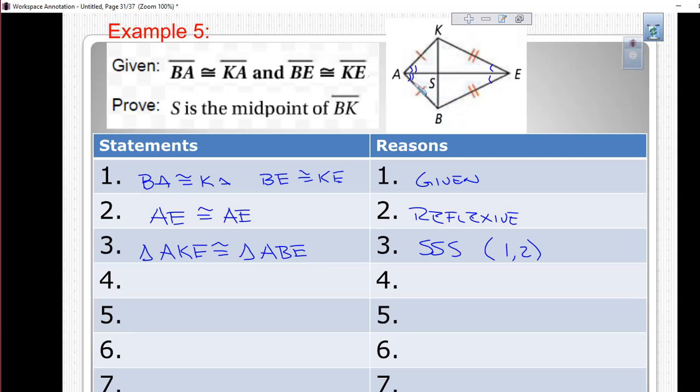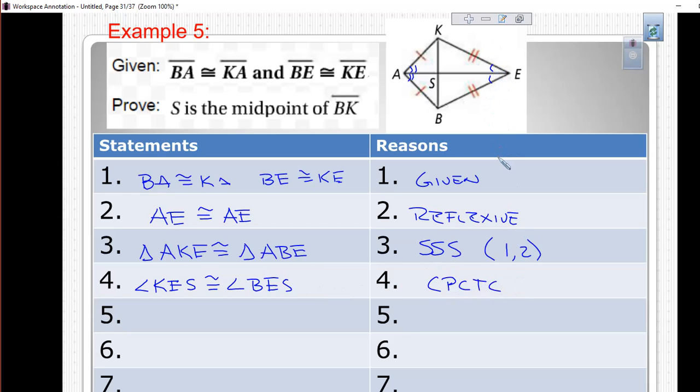So at this point, we can choose whichever triangles we want to solve for. So let's solve for the larger triangles on the right. So I can figure out these two are congruent. Then I can say that these two segments are congruent. Therefore, S would be the midpoint of BK. So we need to write a statement of congruency since we know these are true here. So we're going to use the ones on the right. We're going to say that angle KES is congruent to angle BES. And the reason is going to be corresponding parts of congruent triangles are congruent.